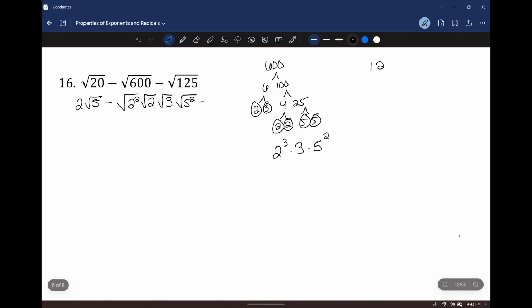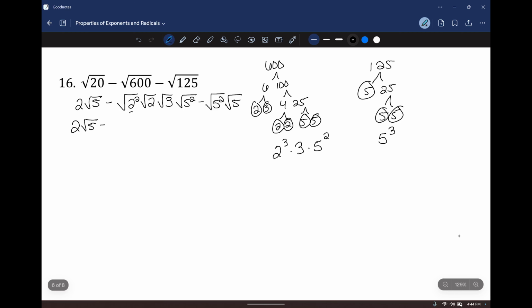And then let's do 125. 125 is 5 and 25. And 25 is 5 and 5. So we have 5 to the 3rd. So we're going to use 2 of those 5s to make the perfect square, and then 1 left over. So we have 2 square roots of 5.